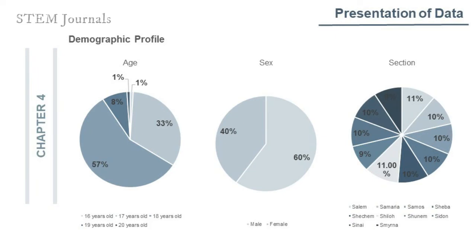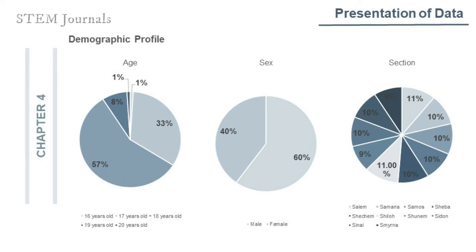For 16 years old, there are a total of two students, which is equivalent to 1%. 17 years old, 63 students, equivalent to 33%. 18 years of age, 110 students, equivalent to 57%. 19 years of age, 15 students, equivalent to 8%. And for 20 years old, there are two students, equivalent to 1%. For the gender, the female has the highest respondents: 115 respondents, or 60%, and for the male, 77, equivalent to 40%.